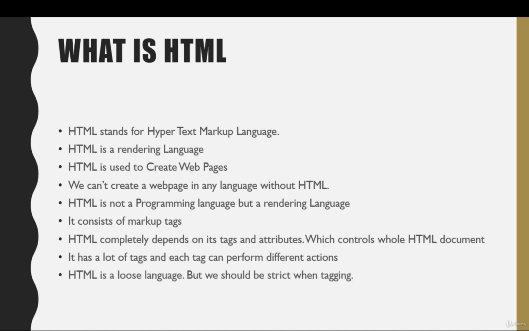HTML is a loose language, but we should be strict when tagging. What does it mean that it is loose, but we should be strict? For example, you put the starting tag and the ending tag, but in the starting tag you keep the text of the tag in small letters, and then you make it capital in the ending tag. So HTML is a loose language, it has no problem, but you should maintain case sensitivity. However, it's not strict.